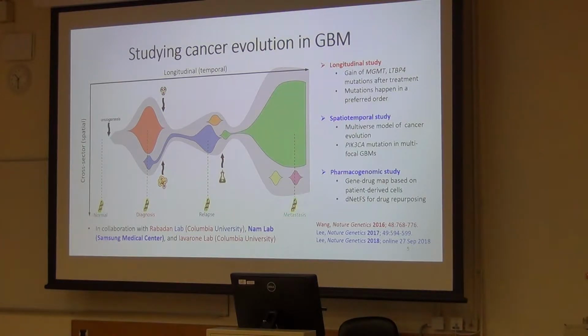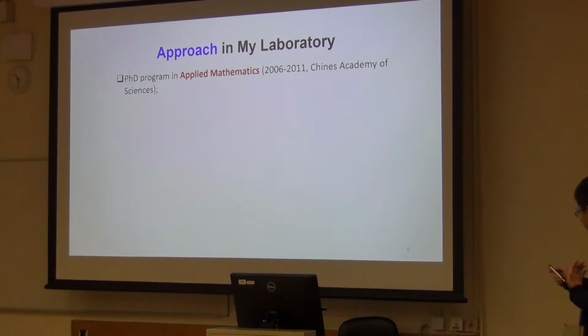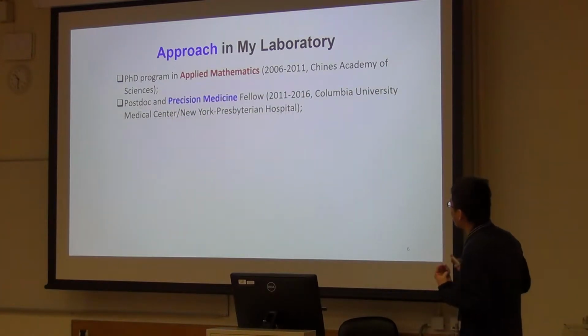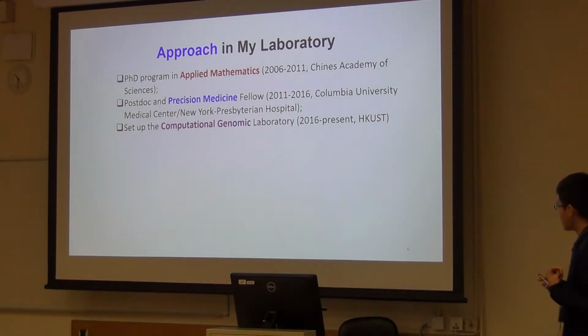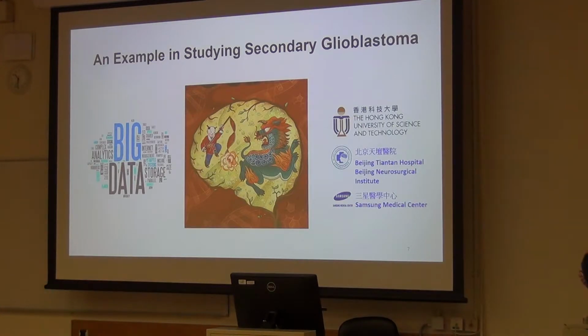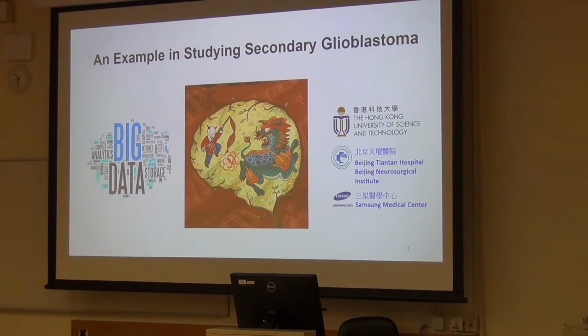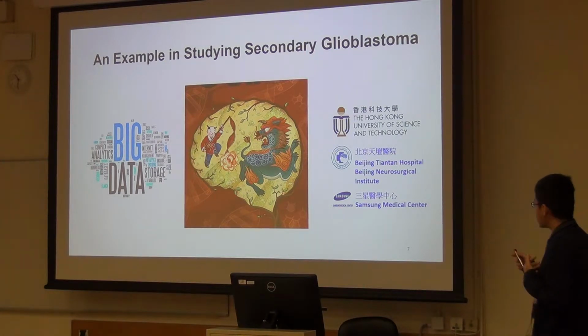But today I'm going to talk about a different story, basically the approach in my laboratory. My PhD is from mathematics, as I mentioned, and now I'm doing precision medicine and computational genomics study. So our goal is to cure cancer using formulas, using high throughput computation. And today I'm going to show one example of how we can use big data technology, how to combine the research from hospitals, from a research center, and from data scientists together to fight brain tumor.